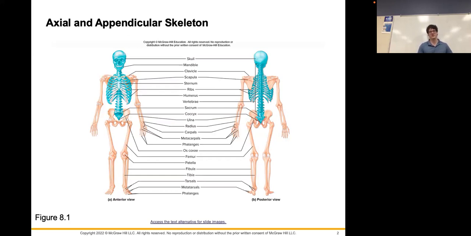All right, now remember, we do take the skeleton, we divide it into axial and appendicular. Axial is the skull, the vertebral column, and the thoracic cage. The appendicular skeleton is everything else. So the appendicular skeleton basically means that we're going to be talking about the bones of the limbs and their girdles. That's to say the bones that are going to allow us to attach them to the body trunk, okay?